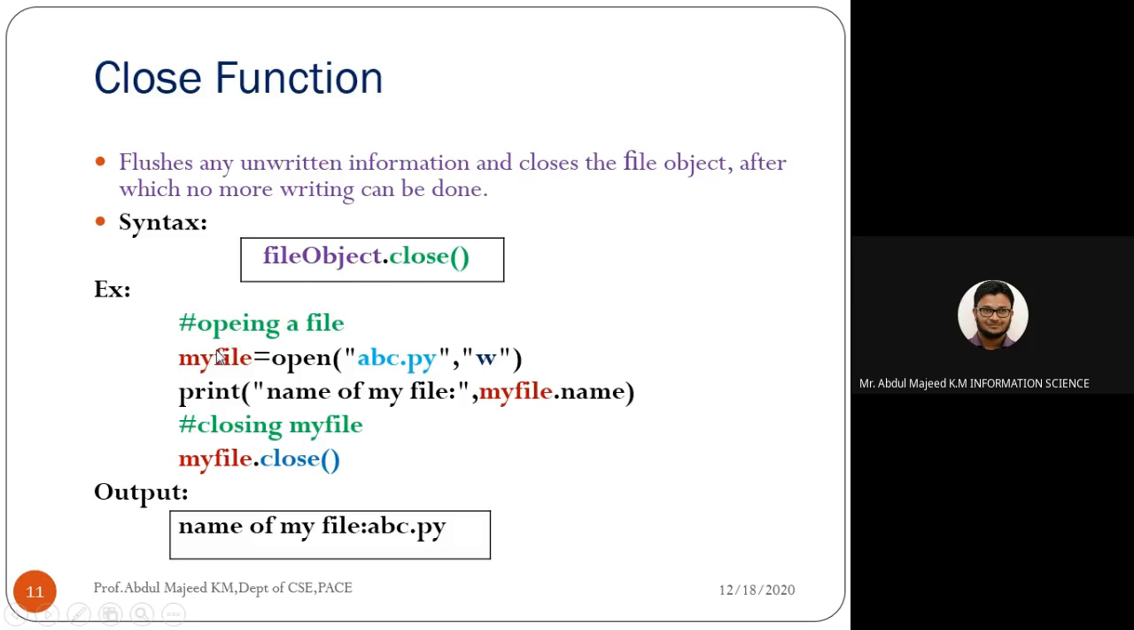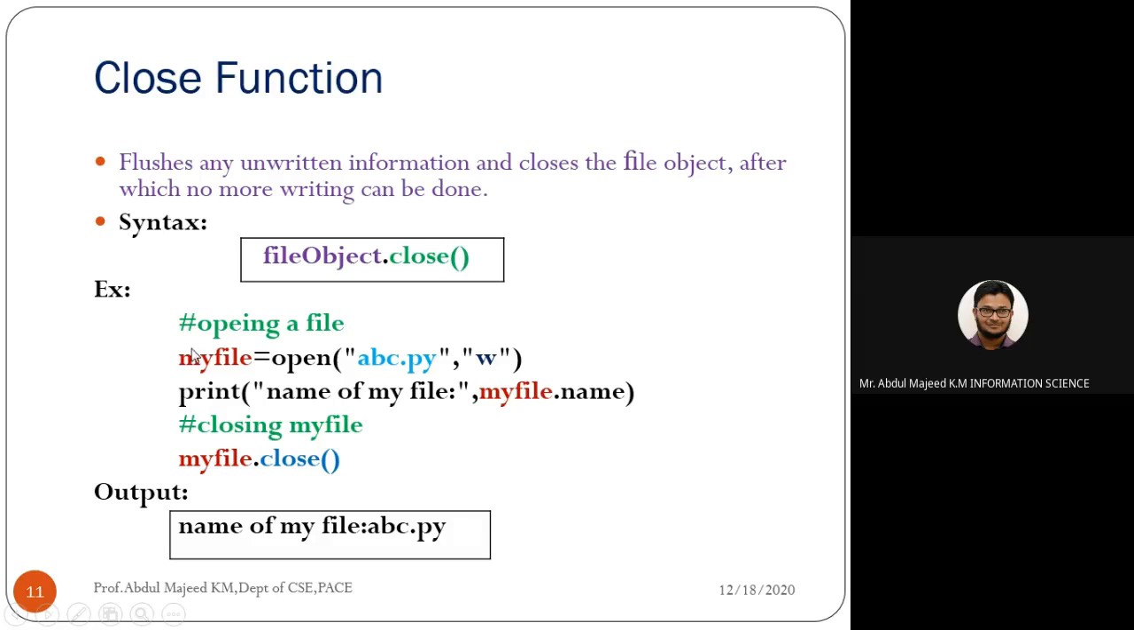Here you can see an example of opening and closing a file. I want to create a file object, my file, which is equal to open abc.py in write mode. Then use a print statement, name of my file, my file dot name. After printing this statement, I want to close my file with the close function, using close along with the file handler or file object my file.